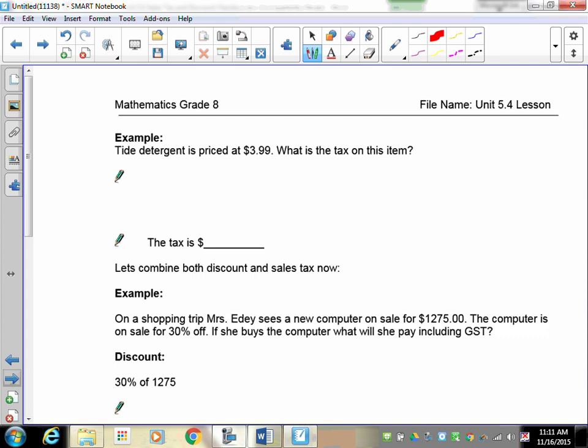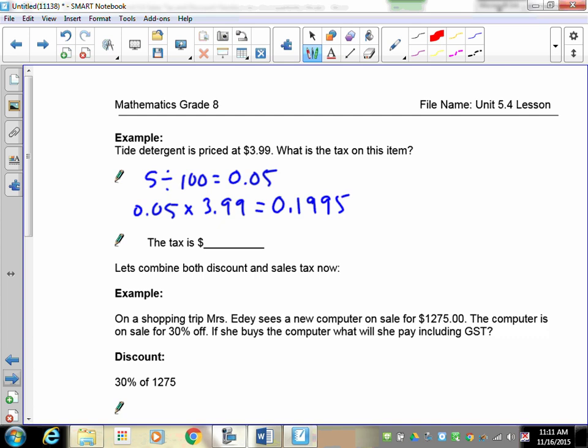All right, so Tide detergent is priced at $3.99. What's the tax? Remember, tax is always 5% GST. So that's 0.05. And yes, you have to show me that. 0.05 multiplied by $3.99 means that you're going to have, for the GST on this particular item, 0.1995.